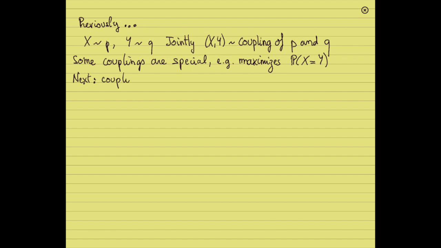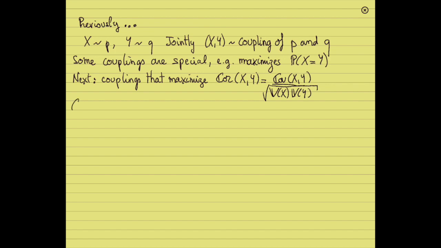and we've seen it was related to the total variation distance. So next, we'll look at other couplings, and we can think of them as the couplings that maximize the correlation between the variables x and y. So the correlation defined as the covariance between x and y divided by the square root of the variance of x times the variance of y.